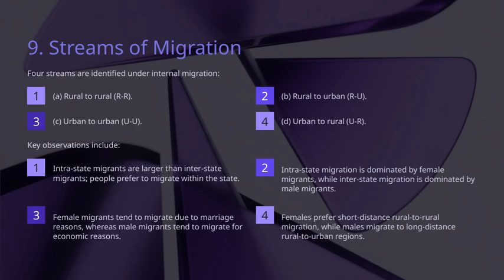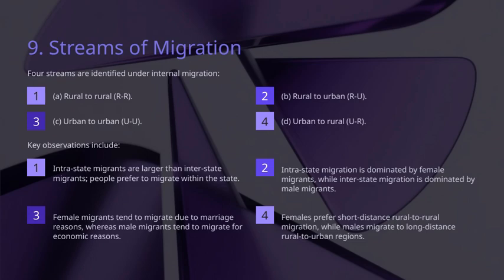First, rural to rural, which involves movement within rural areas. Then, rural to urban, where people move from countryside to the city, often for employment or education. Urban to urban migration also occurs, typically for better living conditions or jobs within cities. Lastly, urban to rural migration, though less common, involves moving back to rural areas, sometimes for retirement or lifestyle reasons.